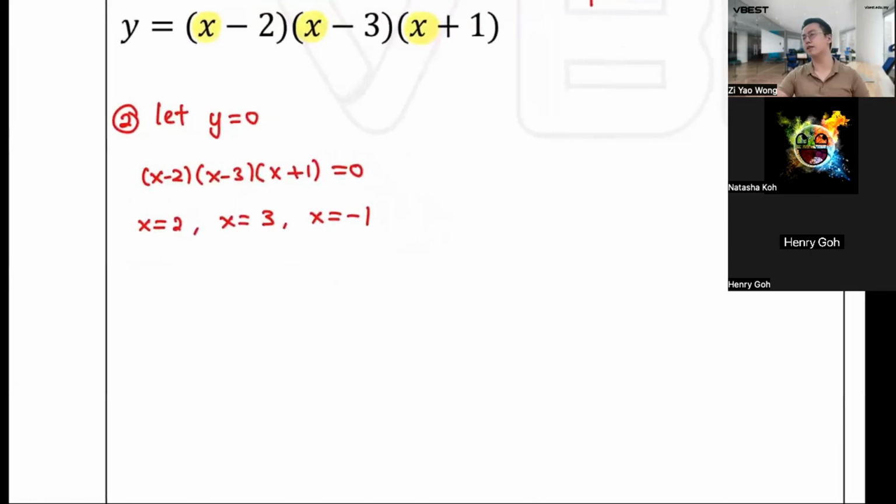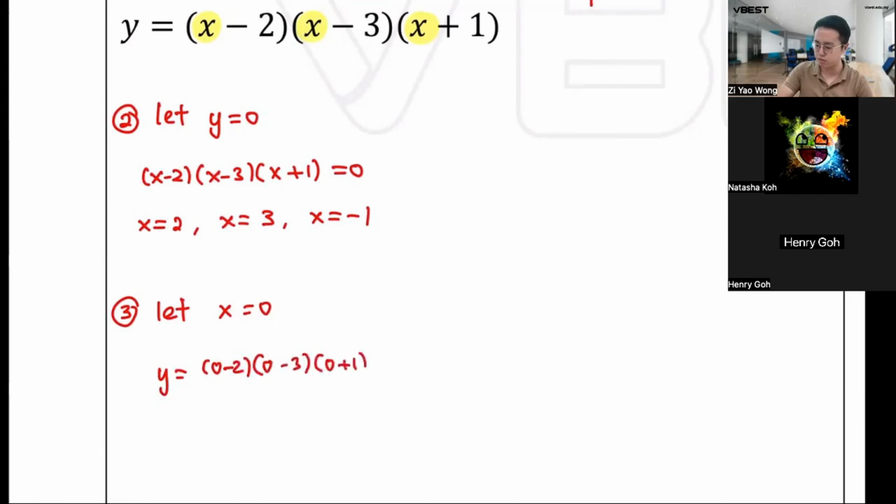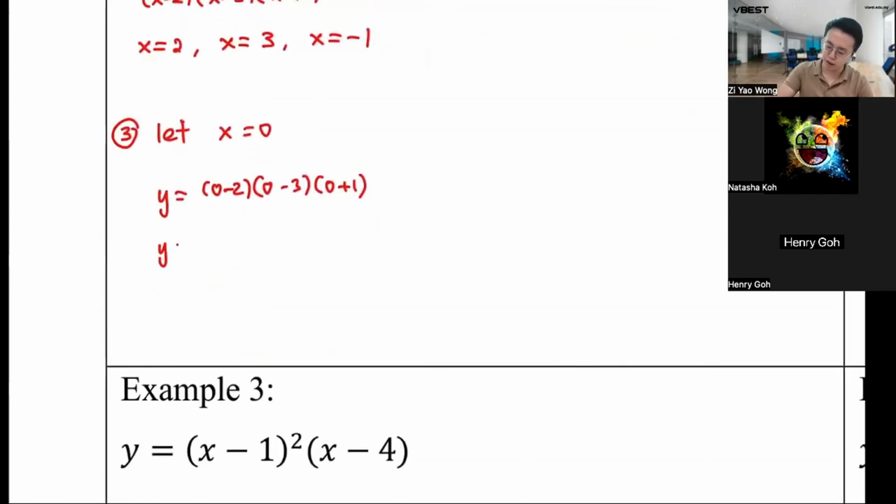All right, so second step, you see you have the x-intercepts already. So the third one is what? You find your y-intercept. You let your x equal to 0. So your y equals what? Your y equals (0 minus 2) multiply (0 minus 3) multiply (0 plus 1). So you have y equals negative 2 times negative 3 times 1. So you have y equals what? You have a 6 here.